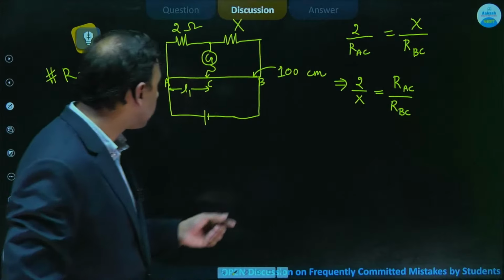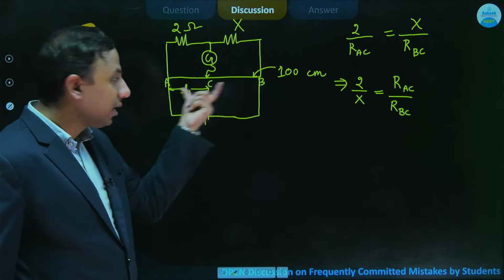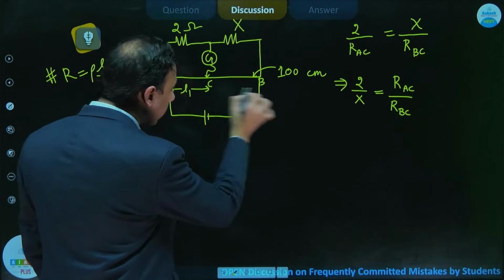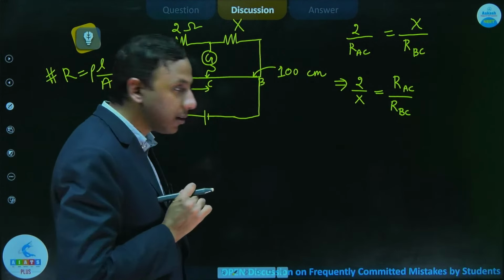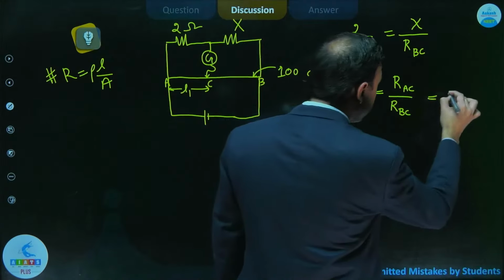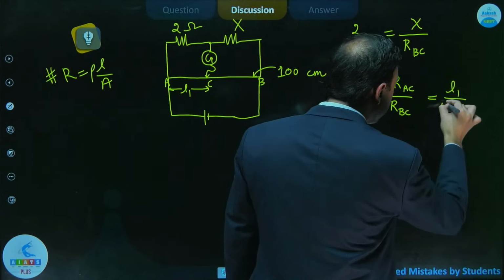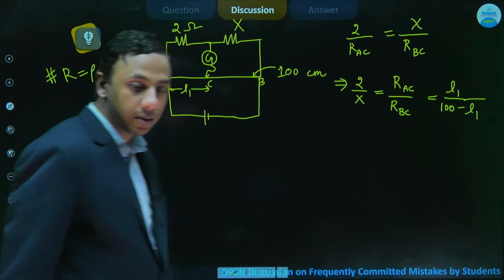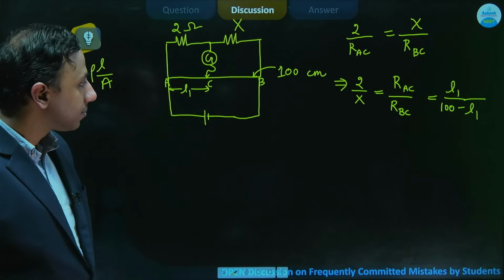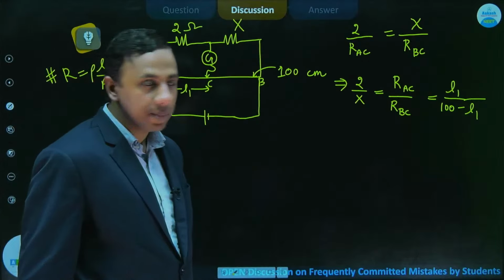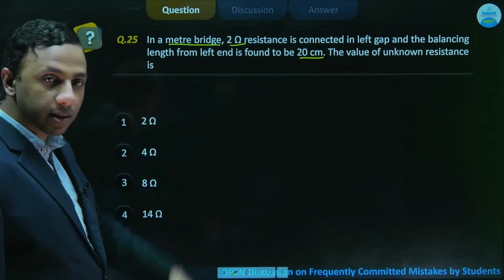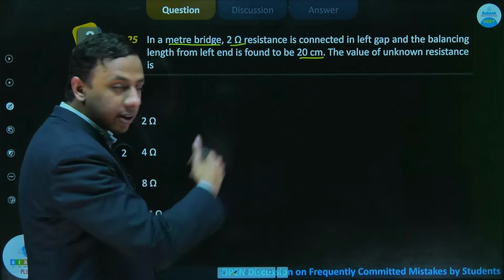And what is the length ratio? This length is L1, and what will this other length be? The total length is 100, so it is 100 minus L. So I can write it as L1 by 100 minus L1. That's it. So this result we are going to be using. Everything else is given. X is your unknown resistance. Use that formula.